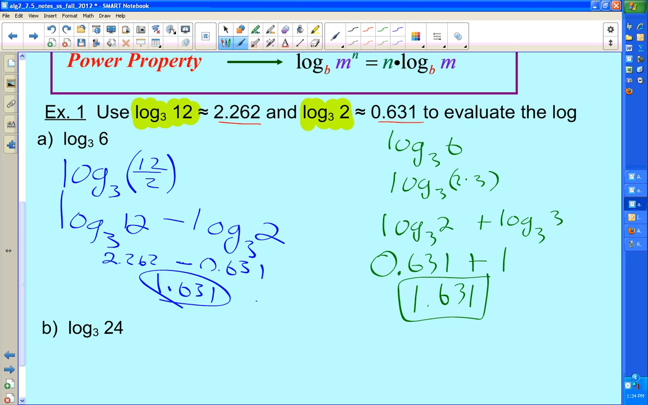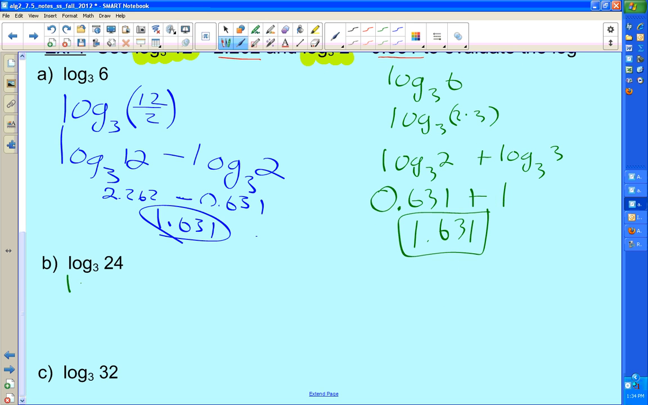It's just a scenario, just different than this. Log base 3 of 24. It's log base 3 of 12 times 2, which is log base 3 of 12 plus log base 3 of 2. So now it's 2.262 plus 0.631, which is 2.893.